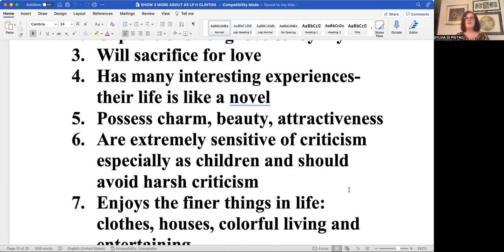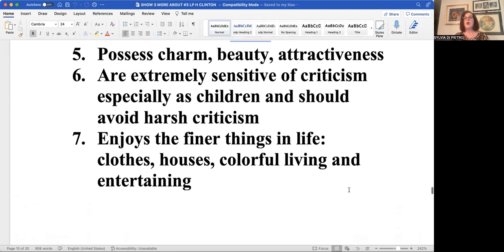They have a lot of interesting experiences that are novel, especially when they tell the story of how this or that happened to happen. Beauty and charm and attractiveness are the attributes of what the number 3 is looking for. They're very sensitive to criticism, especially as a child. So if you're around any child that's a 3 life path, well, first of all, we have to be very, very careful with criticizing children.